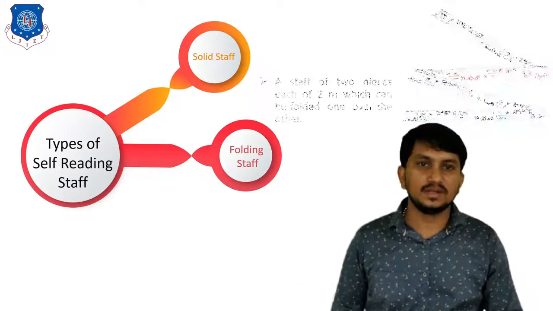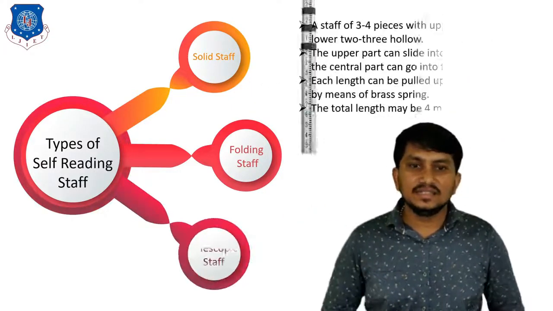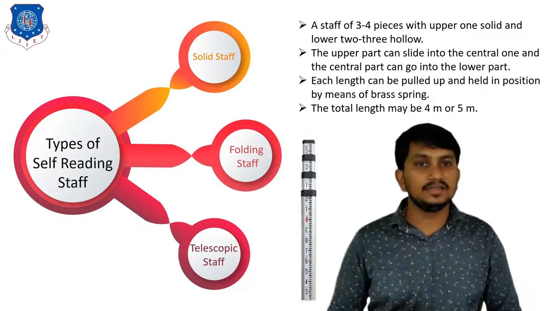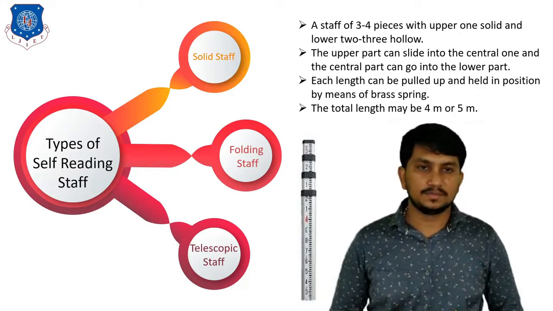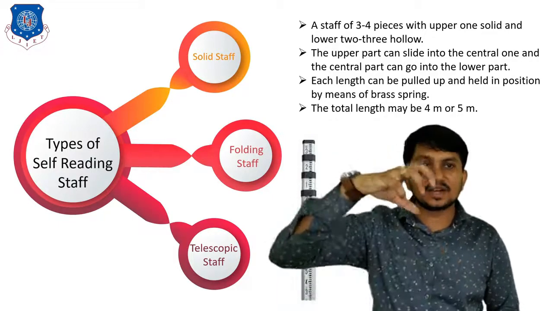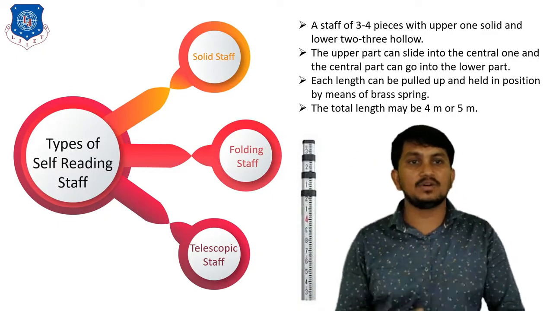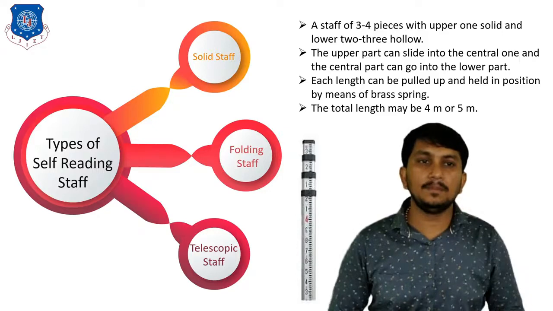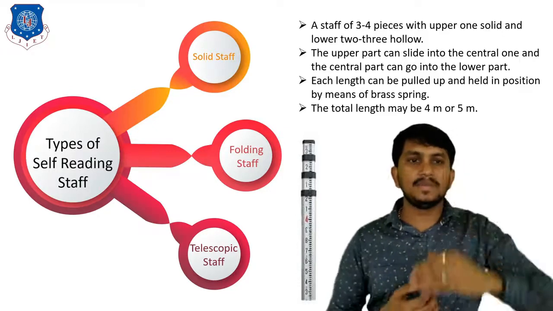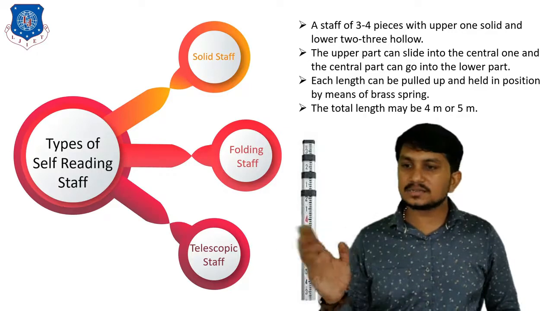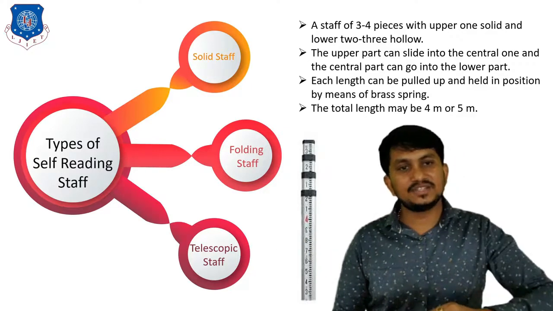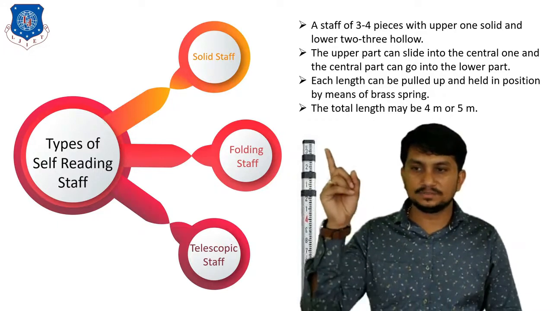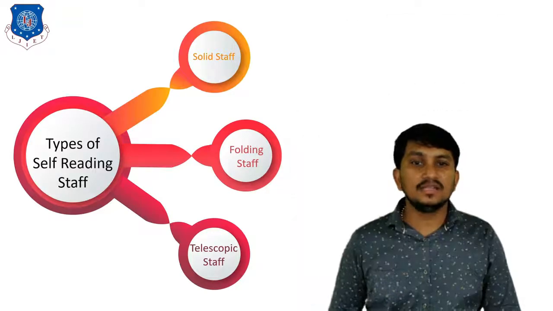And the third is telescopic staff, a staff of 3 to 4 pieces with the upper one solid and the lower 2-3 hollow ones. The upper part can slide into the central one and the central part can go into the lower part. Each length can be pulled up and held in position by means of a brass spring. The total length may be 4 to 5 meters. This is called telescopic staff. Its length can be adjusted to 4 to 5 meters. These sections are the hollow ones. These are the various types of self-reading staff.